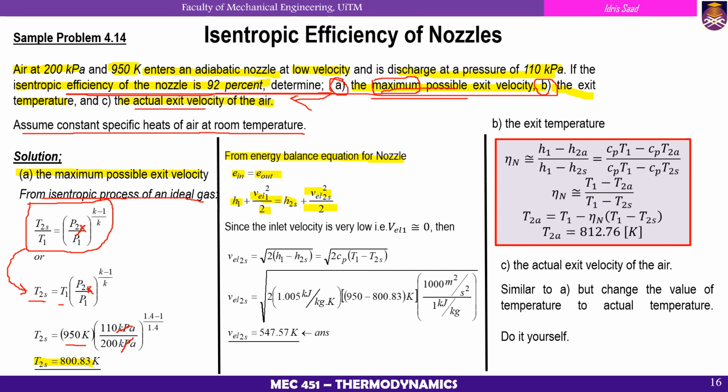divided by 2. Now, since the process is isentropic, that is why we use the value of velocity 2S. Since the inlet velocity is very low, we can assume that velocity 1 is equal to 0, so we can cancel out this term. Based on this, we can arrange this equation by taking the velocity to the front.